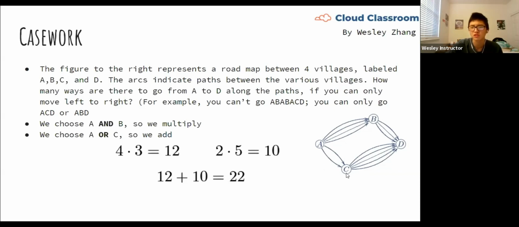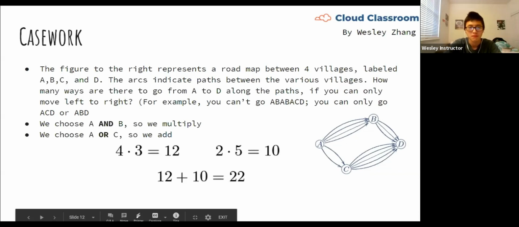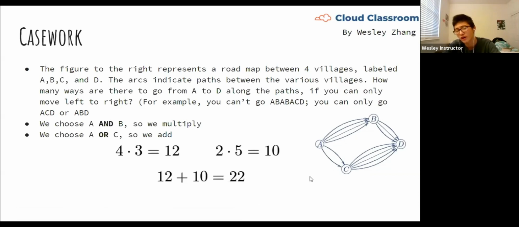We choose B or C. This is a typo. We choose B or C, so we add. Is there 5? Oh yeah, there is 5.